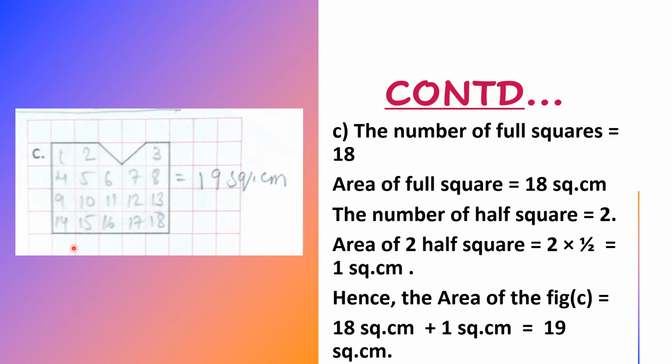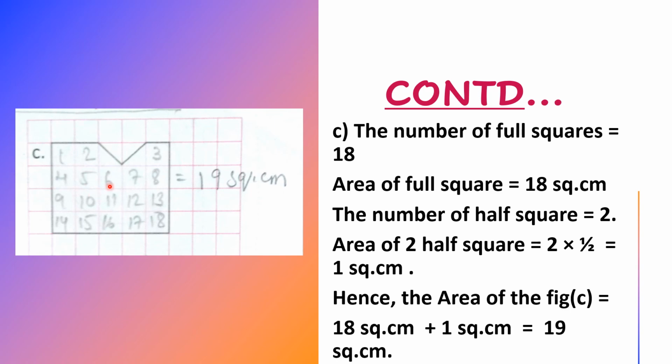Children, you can see the figure has been drawn on a graph paper. We need to find the area of figure C. To do so, first count the number of full squares occupied by this figure. After counting, we find that the number of full squares of this figure is equal to 18. As each small square is of 1 square cm area, the area of the full squares is equal to 18 square cm. Now count the number of half squares occupied by this figure.